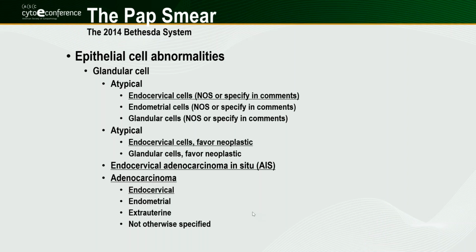Let's come to the Bethesda system for endocervical cells. Typically, I like to say there are 4 tiers. We have atypical endocervical cells, NOS, or specify, and again, I will elaborate on that when we have cases. Then atypical endocervical cells, favor neoplastic, then AIS, then endocervical adenocarcinoma, sort of 4 tiers.